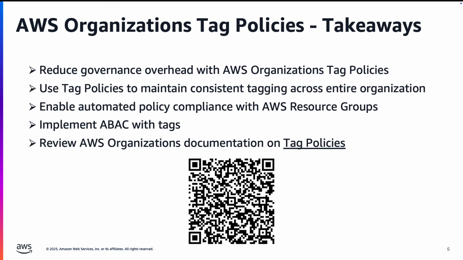Let's recap the key takeaways. First, this policy significantly reduces governance overhead. By centralizing tag management, you're streamlining operations across your entire AWS ecosystem. Second, use tag policies to maintain consistent tagging. This ensures uniformity across your organization, improving resource management and cost allocation. Third, leverage AWS Resource Groups for automated compliance checks. This integration provides real-time visibility into your tagging adherence. Fourth, implement attribute-based access control, or ABAC, using tags for flexible and scalable access management.